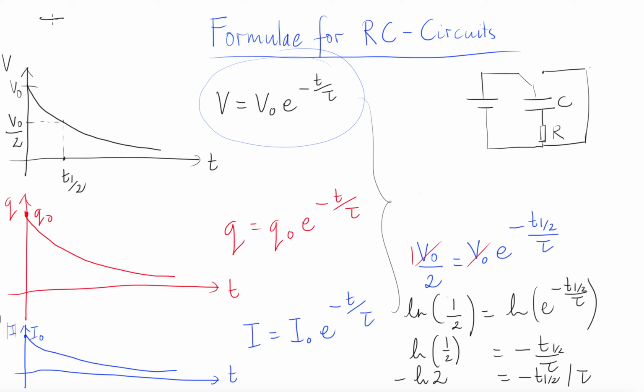Remember that tau equals R times C. You're also given that in your data booklet. The half-life, the time it takes for the voltage to decay by half, is equal to tau times ln 2. So basically the decay time is directly proportional to tau, which is the resistance times the capacitance.